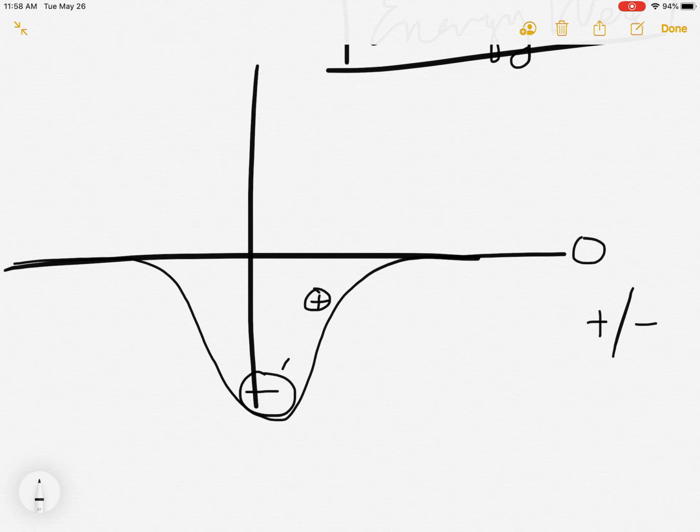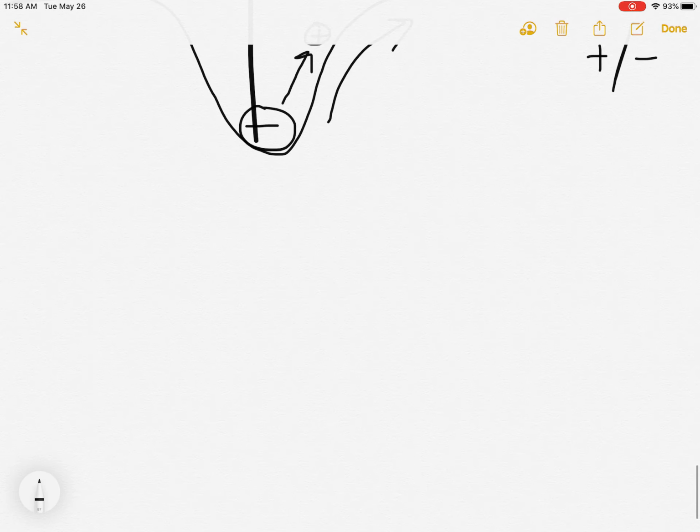And this is exactly the same. This would be a negative energy well. This would be the zero. And you would have to push on this charge to get it to go away from the negative. You'd have to apply a force, which means you're pushing it this distance, which means further away, which means you're doing work, which means you're changing its energy.